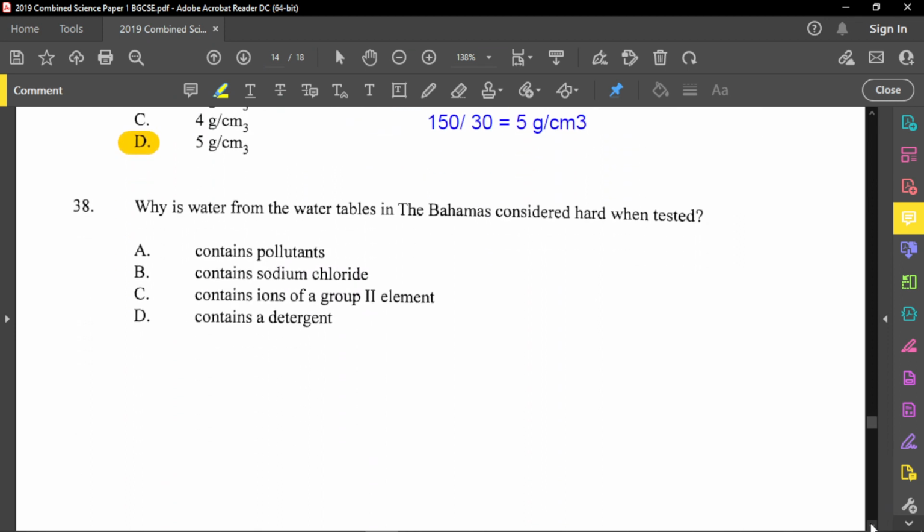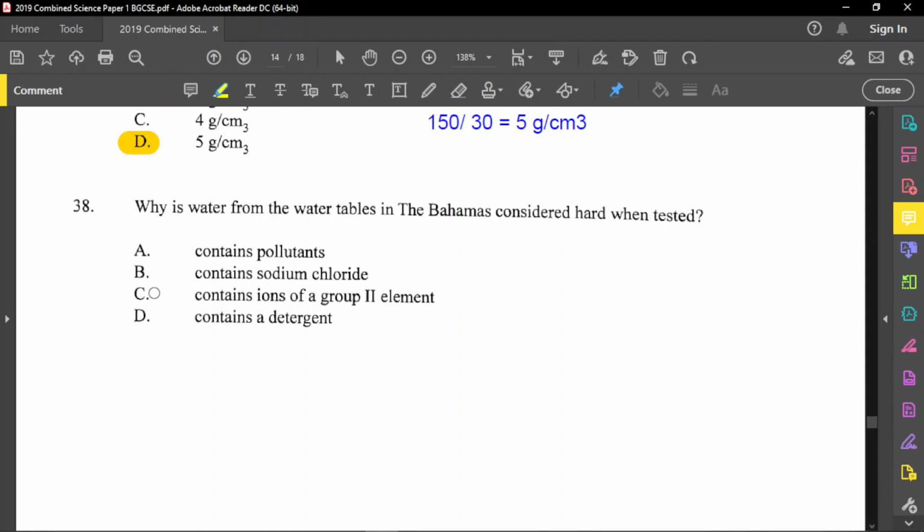38. It said, why is water from the water table in the Bahamas considered to be hard when tested? One option says it contains pollutants. It will contain pollutants for real, I agree, but that's not the reason why it's hard. It contains sodium chloride. Sodium chloride is a salt, and it does give some hardness, but not that strong. We're talking about underground water. It's not necessarily because of sodium chloride, but they contain ions of group 2 elements.